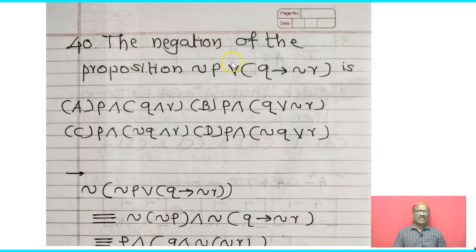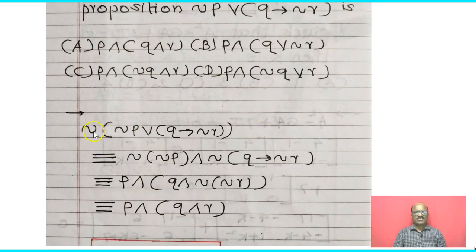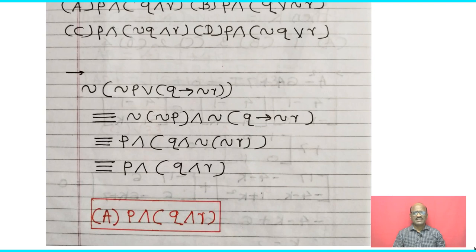Now next question: the negation of the proposition, that is the negation of P or Q implies negation of R. Here we apply the negation. The negation of P is P, and the negation of the implication Q implies negation of R becomes Q and the negation of R, and the negation of negation R is R. That is nothing but P and (Q and R), and hence option A is the correct one.